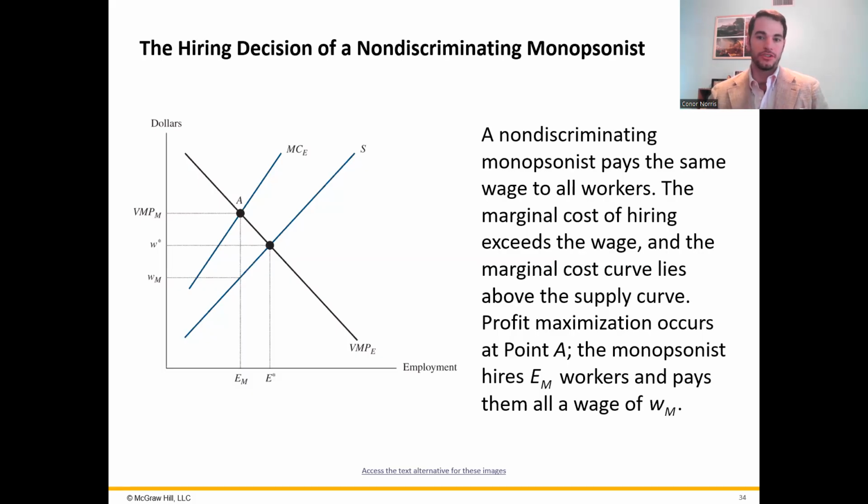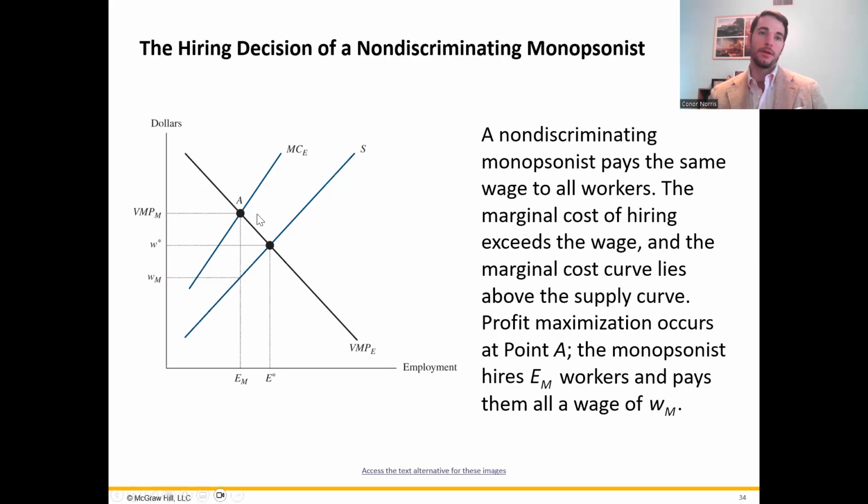So the marginal cost of hiring an additional worker is that new worker's wage plus the difference between that wage and the previous wage that all of the workers were being paid. A profit-maximizing non-discriminating monopsonist will hire additional workers until the marginal cost curve crosses the labor demand curve.